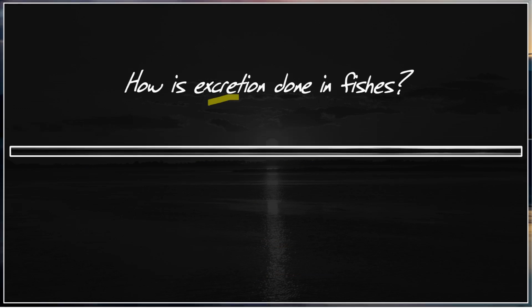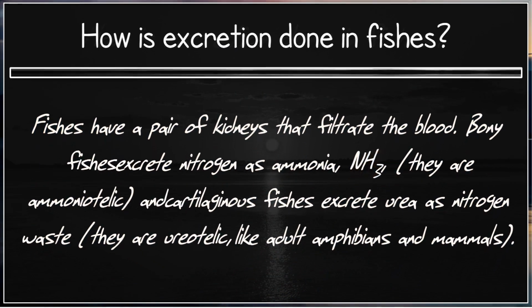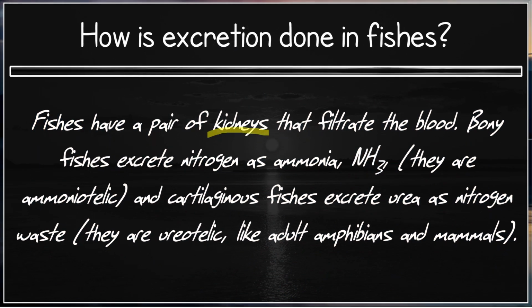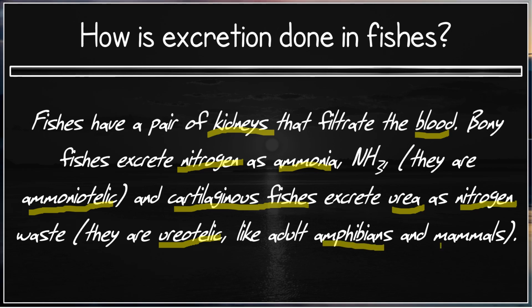How is excretion done in fish? Fish have a pair of kidneys that filtrate the blood. Bony fish excrete nitrogen as ammonia. They are ammonotelic. Cartilaginous fish excrete urea as nitrogen waste. They are ureotelic, like adult amphibians and mammals.